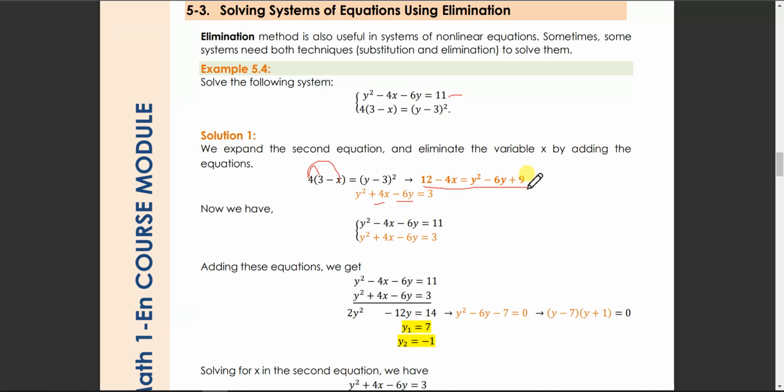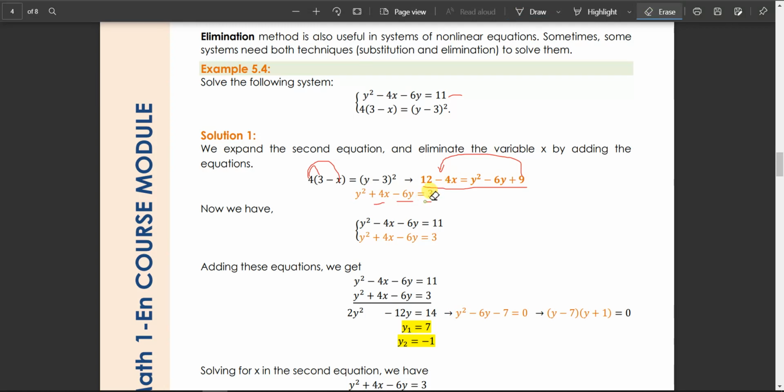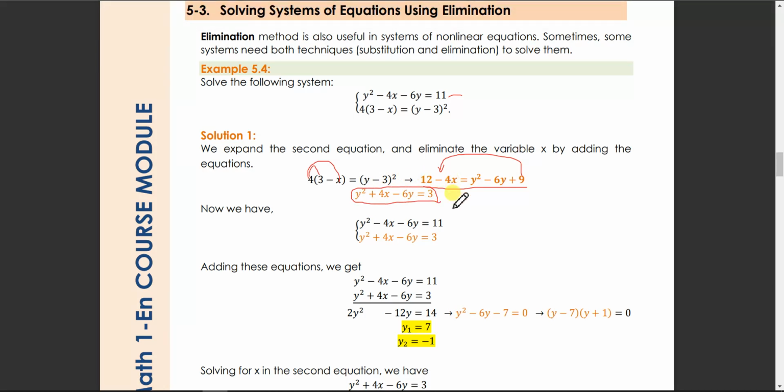kaning constant. So, since naa siya diri nga side, atong i-transfer si 9 diri sa pikas side. So, that is equal to 12 minus 9, which is equal to 3. So, we have this final second equation na dayon. Then, we are going to eliminate our x. That is because dapat ang mabilin na lang nga variable kay isa lang para ma-solve na siya.